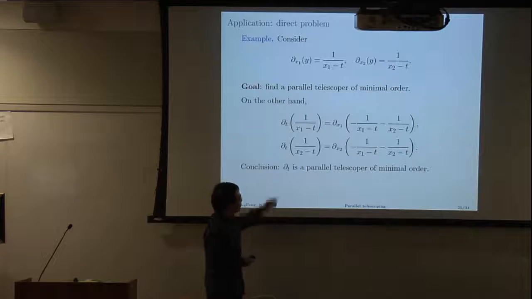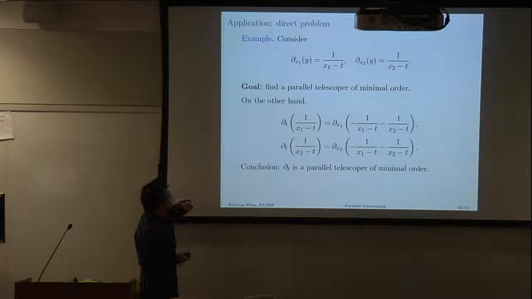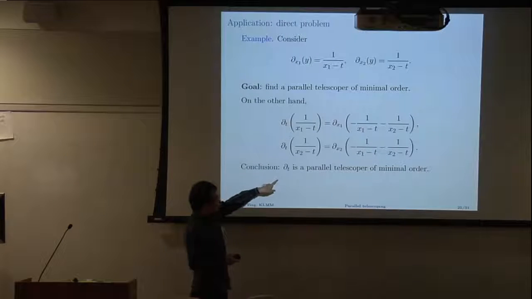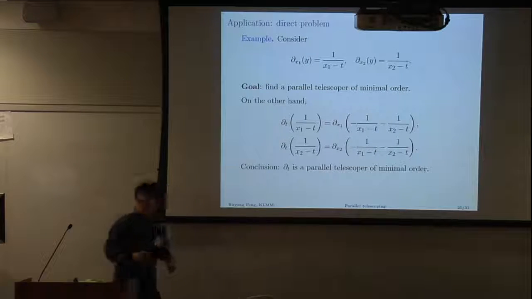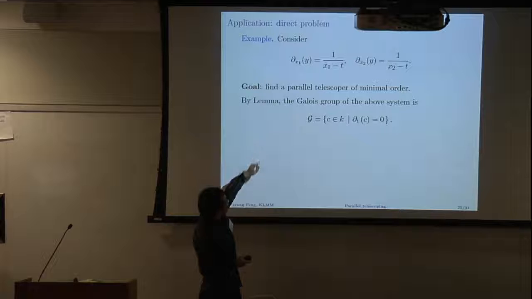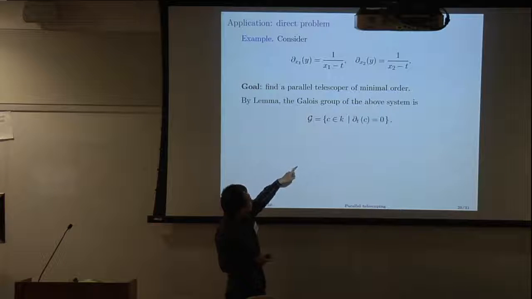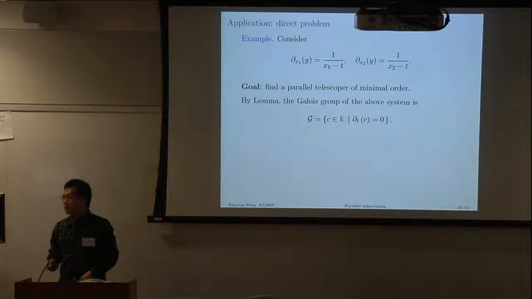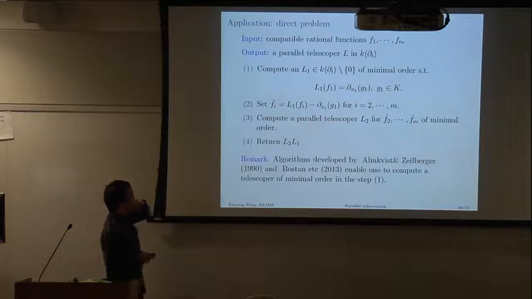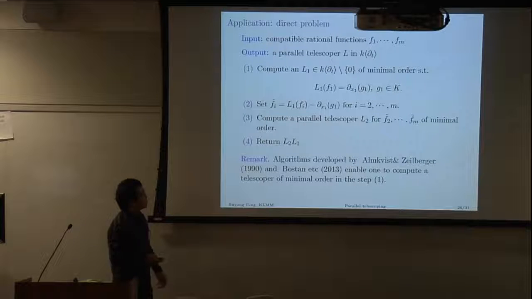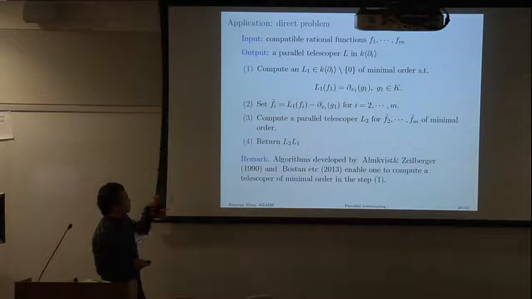On the other hand, we have these two equations. This implies that dt is a parallel telescoper. So dt is a parallel telescoper of minimal order. Then our lemma implies that the above system is determined by dt. So a small modification of the previous algorithm will allow us to compute a parallel telescoper of minimal order for rational functions.